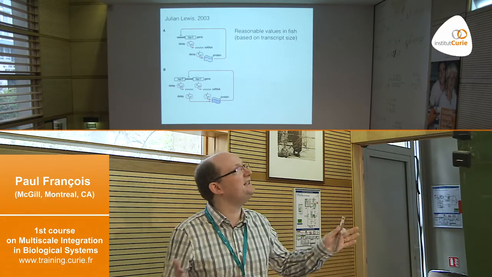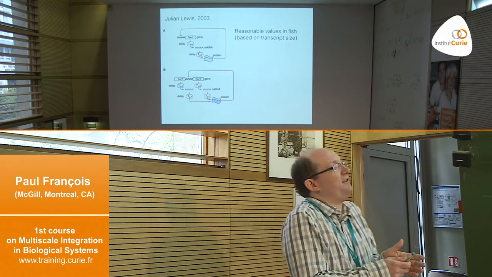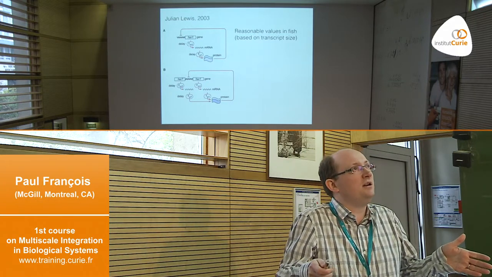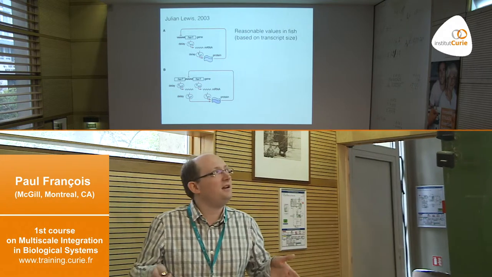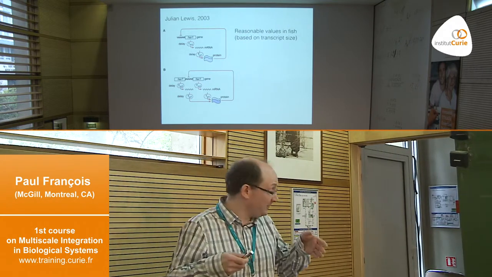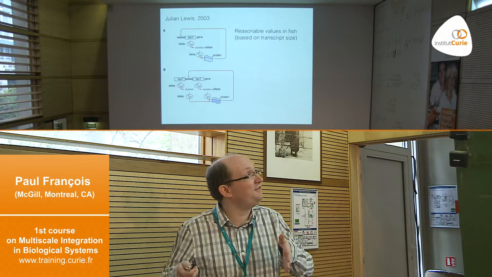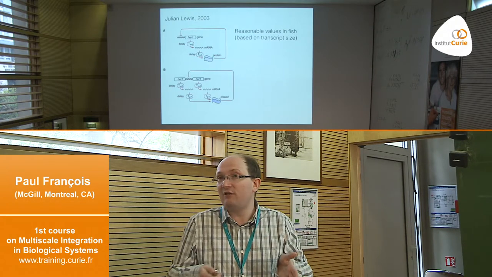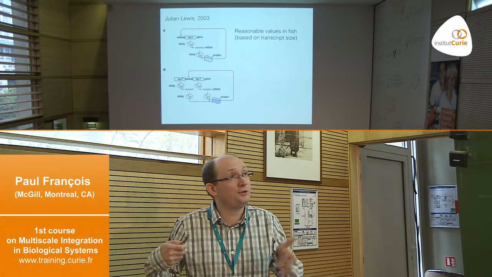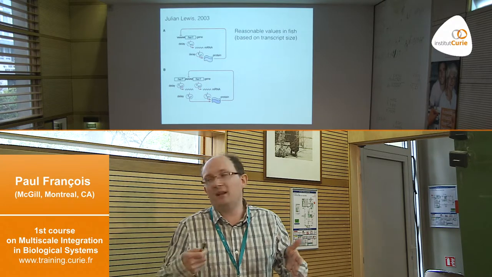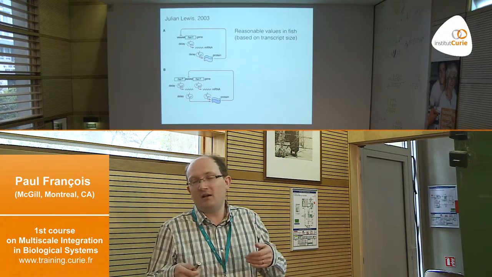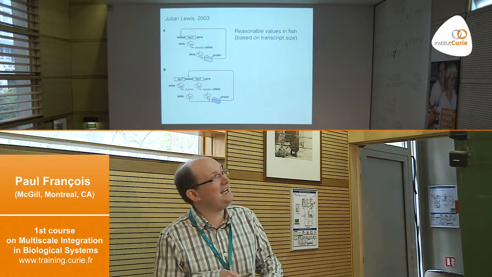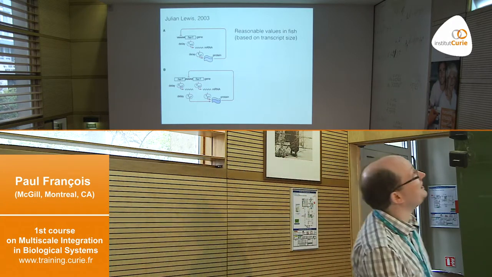You can do that, and the idea is that the gene is that long, and so if you know the transcription rate in terms of bases per unit of time, then you can have an estimation of how long it takes to transcribe one RNA, and then you can have an estimation based on the length of the RNA of how long it takes to translate the protein. And so you can do this estimation.